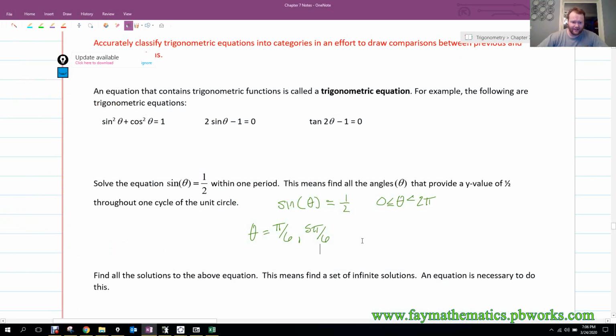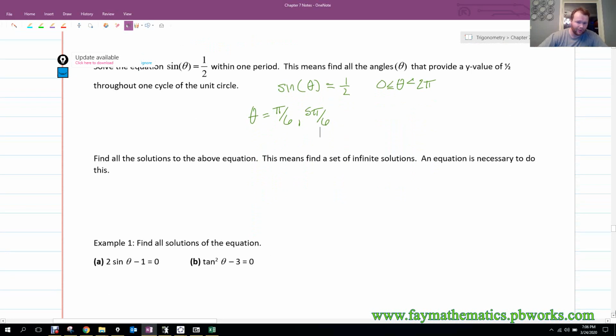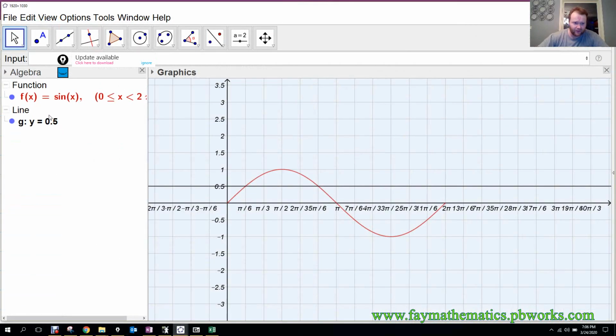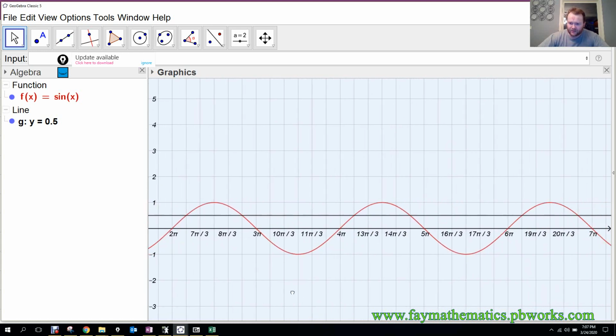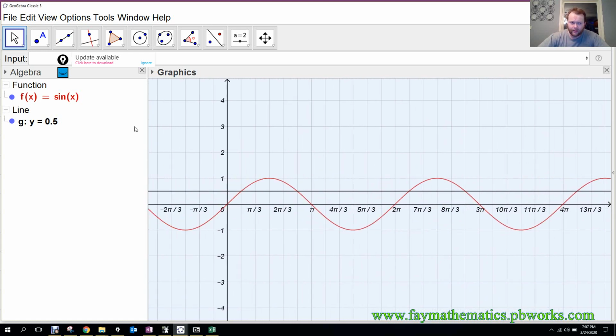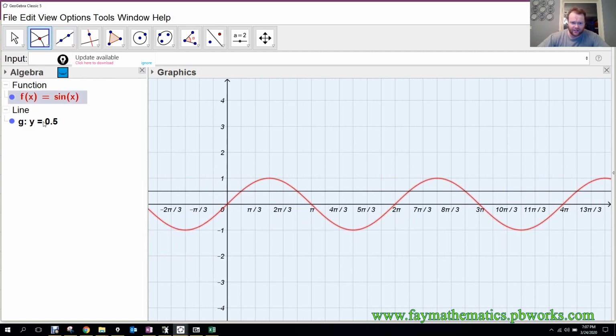Something to think about is that we restricted the sine function here to go between 0 and 2 pi. But we obviously know the sine function extends forever. It's periodic. So we could actually just look at this and get the graph to go on forever. And then you can see that there's actually an infinite number of solutions where the sine function and the line y equals 1/2 intersect.